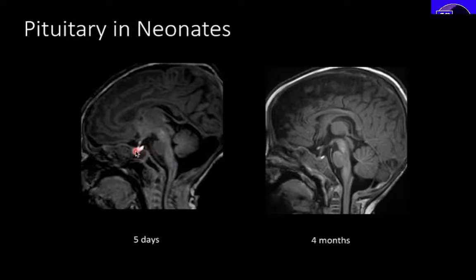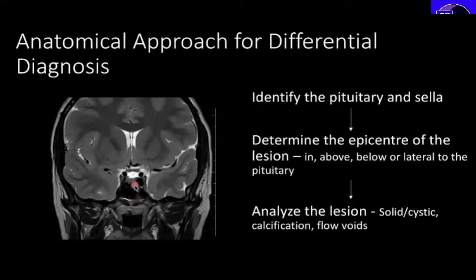And this hyperintensity in the adenohypophysis resolves over time. This is a normal 4-month-old pituitary adenohypophysis, which shows the normal signal like the rest of the brain parenchyma. And the posterior pituitary bright spot is still seen. So how do we approach the differential diagnosis?